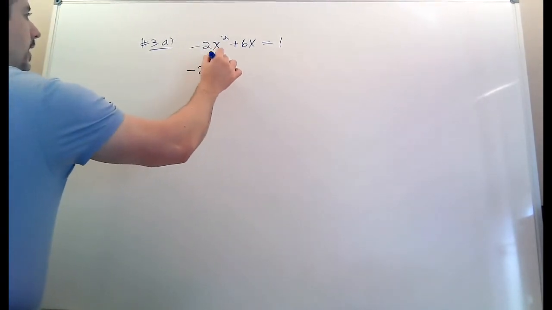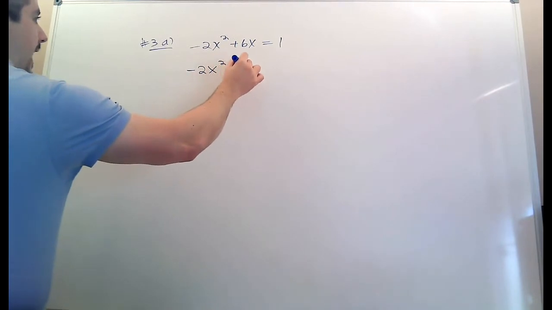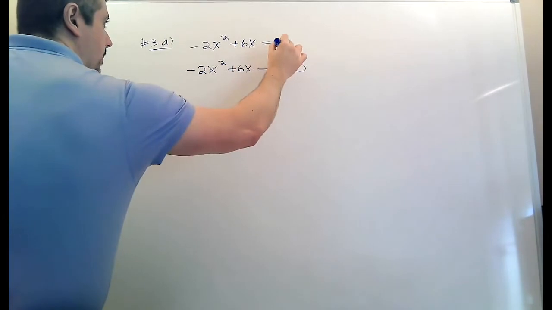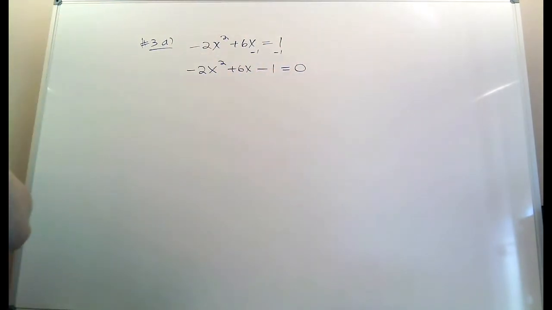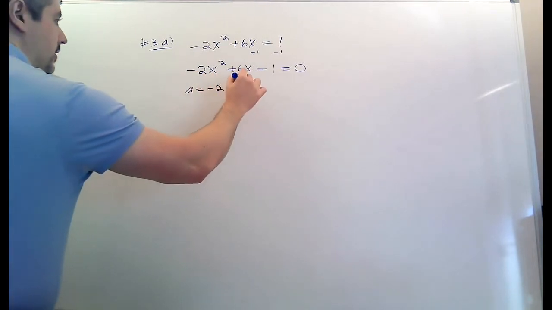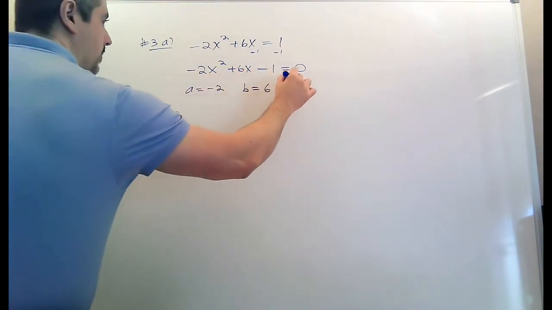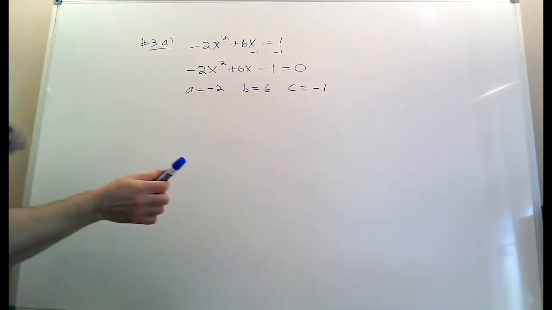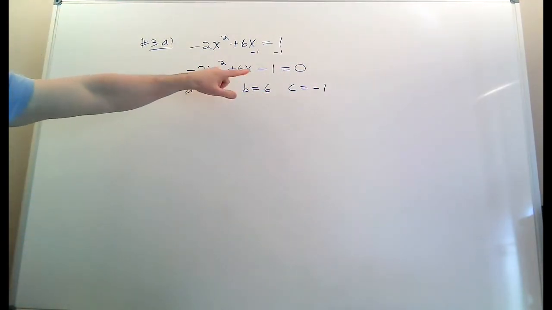So I promise you on your test, it will not be equal to 0. And if you don't set it equal to 0, you're not going to get the a, b, c right. So the first part of this question on the exam tells you, tell me what a, b, and c are. Well, there's a, there's b, there's c.